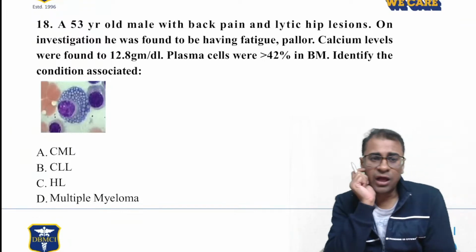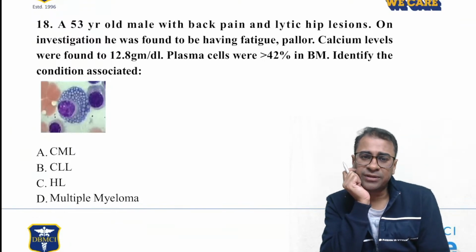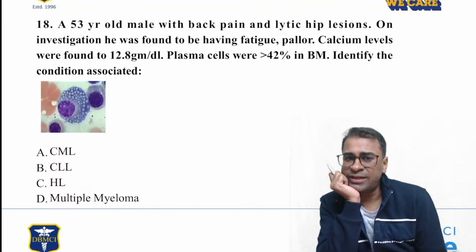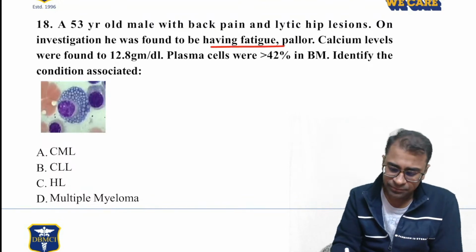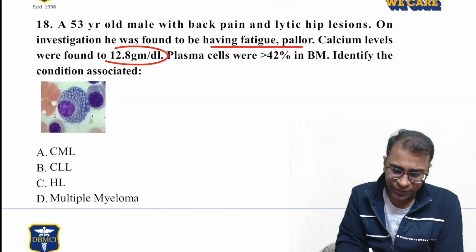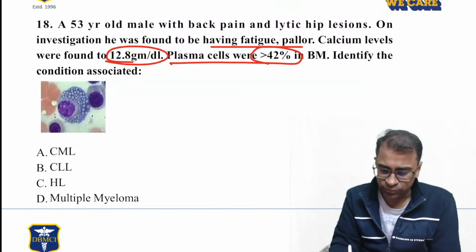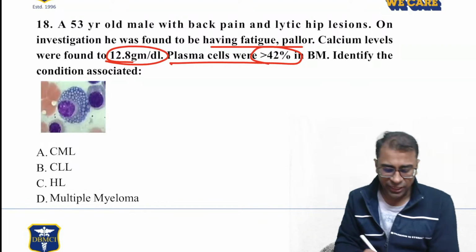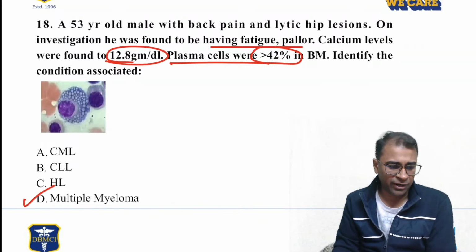ये देखते हैं. A 53-year-old male presents with backache and lytic skull lesions. The patient has fatigue and pallor. Calcium level is 12.8 and plasma cells are 42%. What is it? It's a case of multiple myeloma. ठीक है?